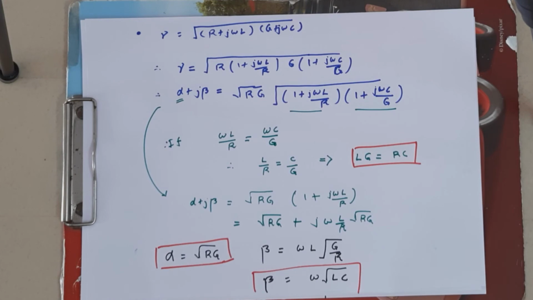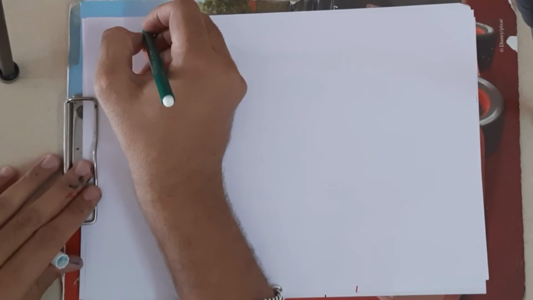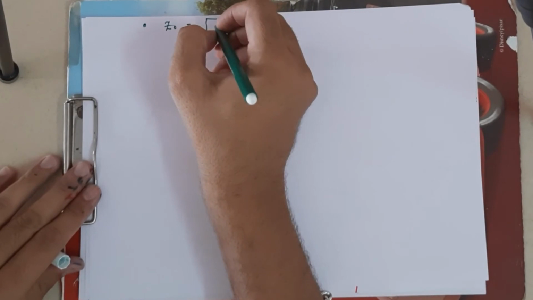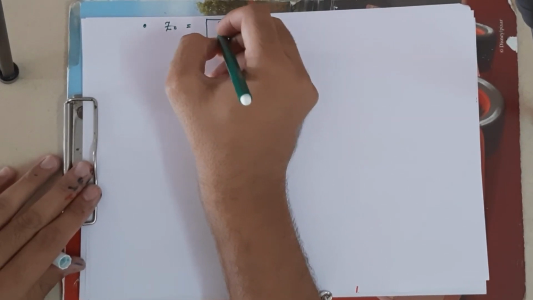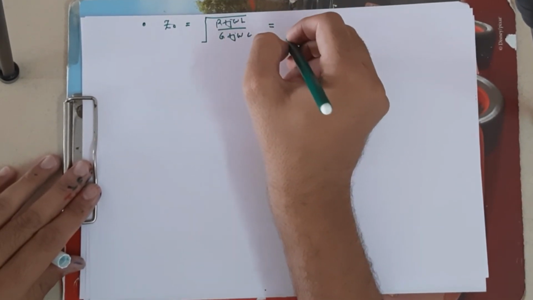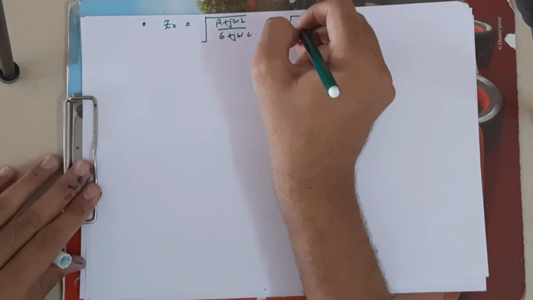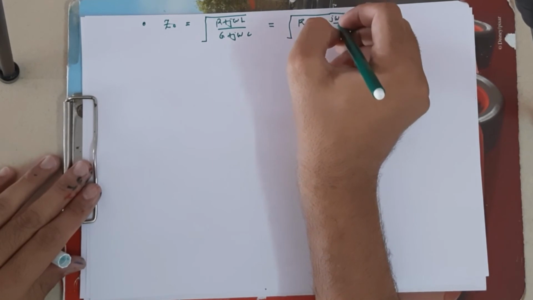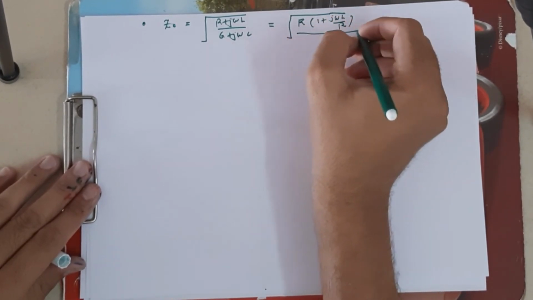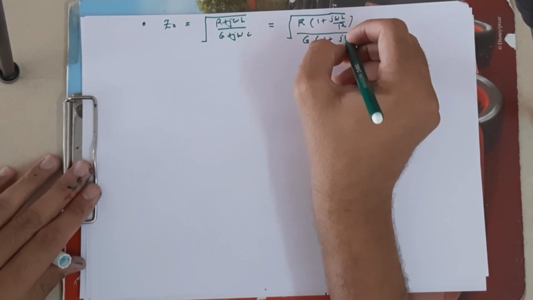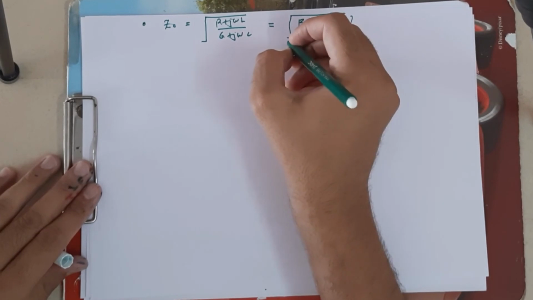characteristic impedance for the distortionless transmission line. So next is the characteristic impedance for the distortionless transmission line. Z0 is under root of (R plus j omega L) divided by (G plus j omega C). Okay, how to take R as common? So here it is 1 plus j omega L by R, divided by, G is common, so 1 plus j omega C by G.